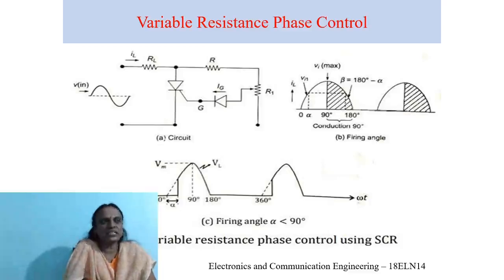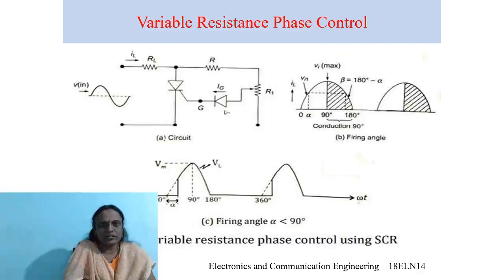A variable resistance phase control is shown here in the circuit. The triggering circuit consists of an SCR, a diode, and a fixed resistor, and R1 is the variable resistor for triggering. The combination of R and R1 limits the gate current which flows during the positive half cycle of the input. Next, the diode D.